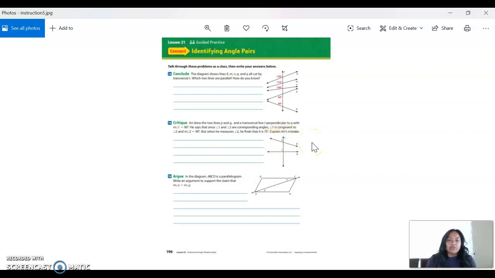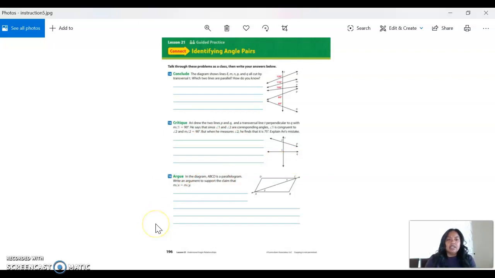What is Ari's mistake? Yes, it's a corresponding angle. Yes, it's cut by a transversal. But what's the problem with lines P and Q? Yes, this is perpendicular, but are those lines parallel? Do they make that relationship that we've talked about when two parallel lines are cut by a transversal? Go ahead and explain that mistake.